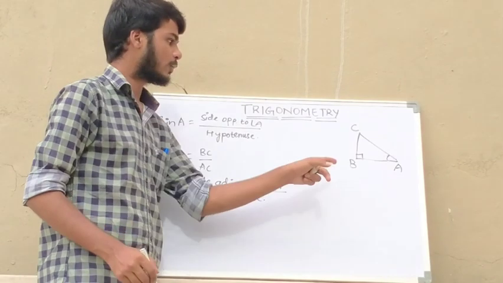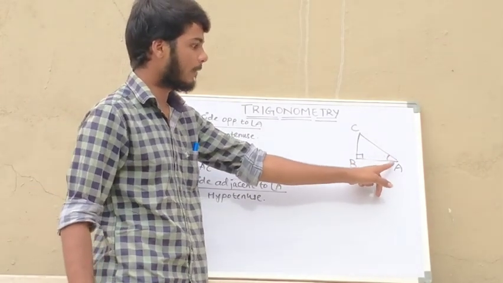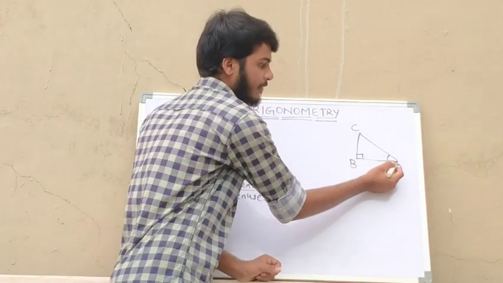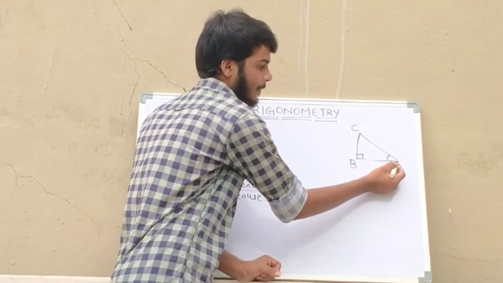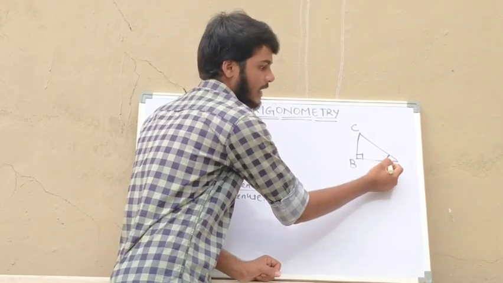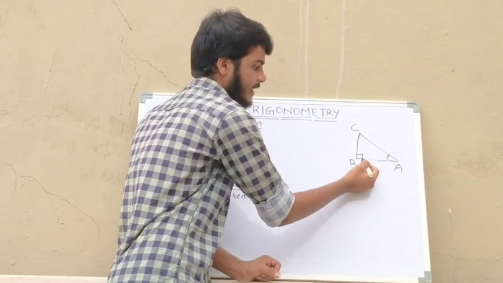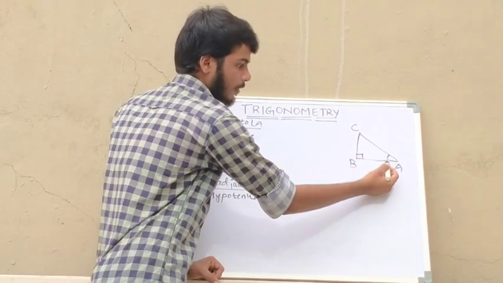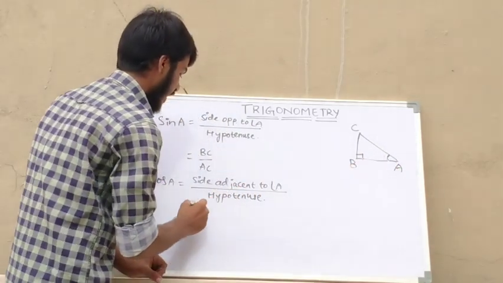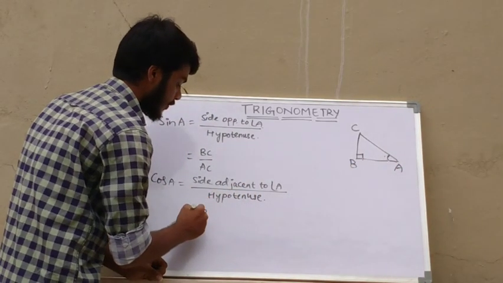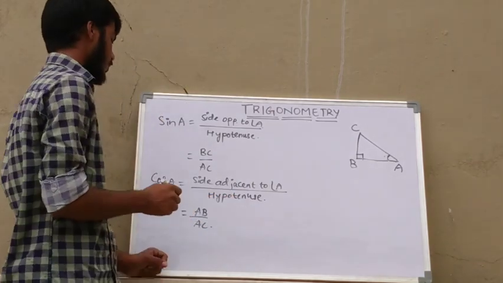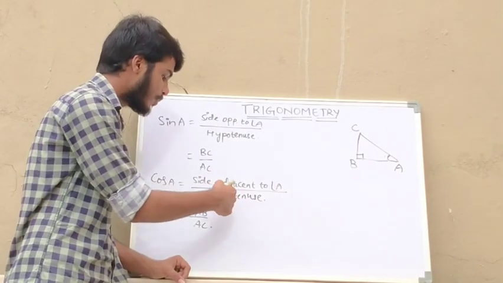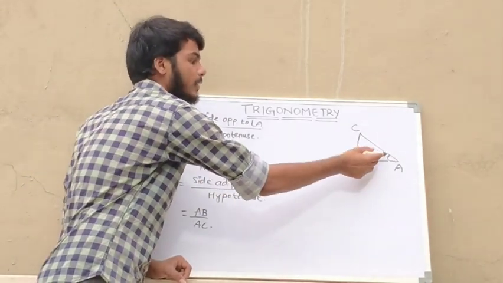So what is adjacent to angle A? In this triangle, the angle A is here. Adjacent means the side which comes down from the angle A. So it is AB. This is the angle A. So AB is the adjacent. Hence side adjacent to angle A is the down side of the triangle. So it is AB, by hypotenuse is AC. So the definition of cos A is side adjacent to angle A by hypotenuse, that is AB by AC.